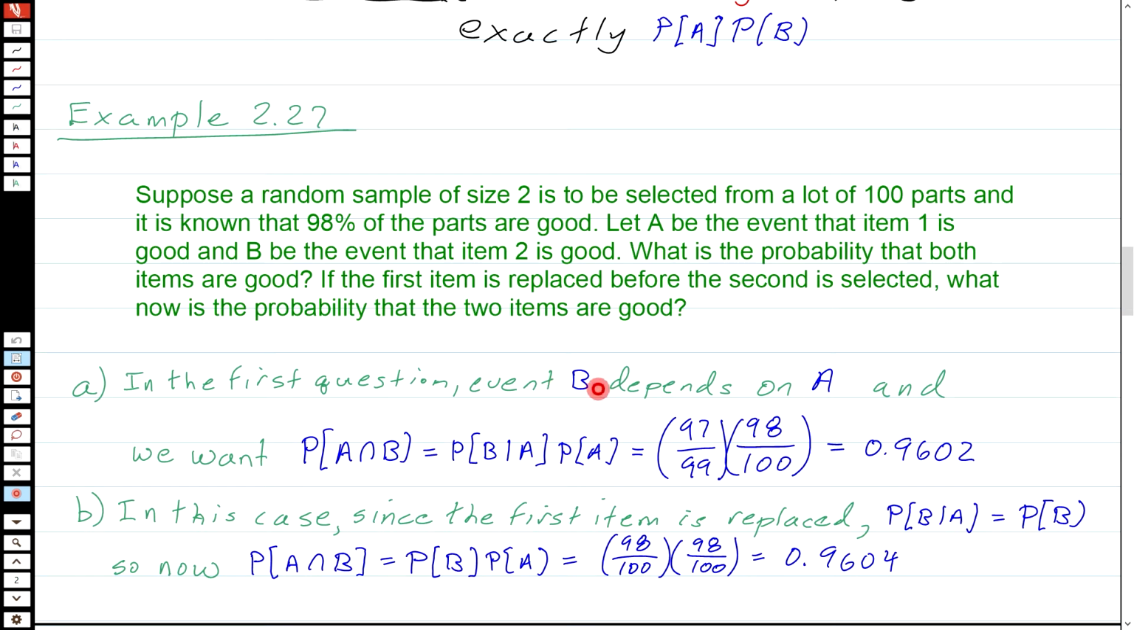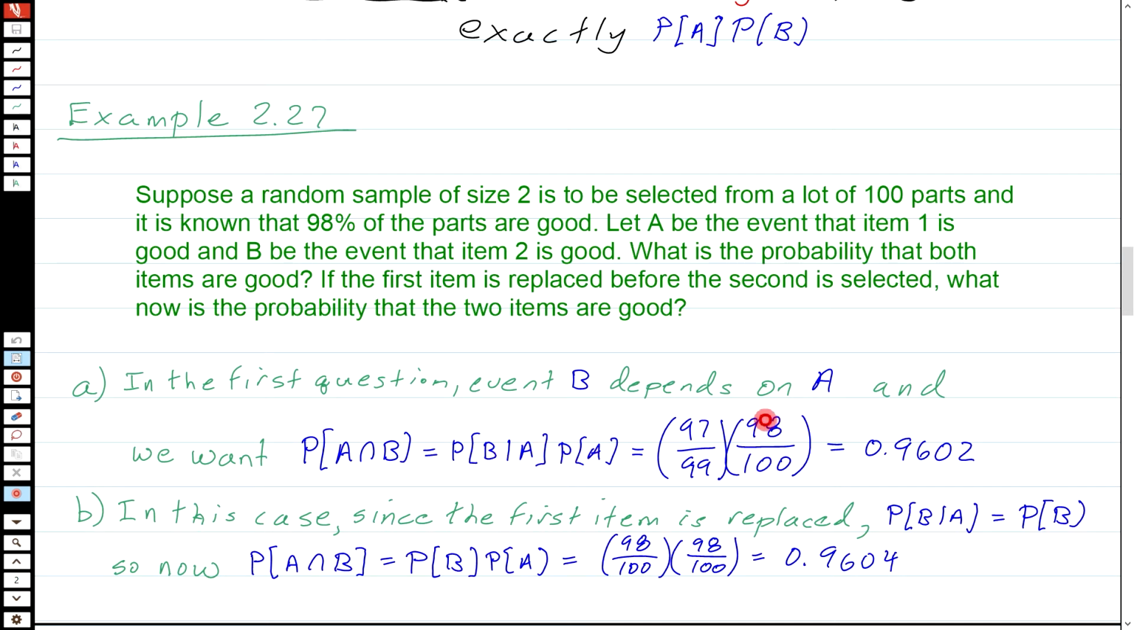So if that's the case, then event B depends on A, because once A has occurred, we've changed the lot size and perhaps the number of defectives. So we're looking for the probability that both items are good, A and B. And we can write that as the probability that the second is good, given that the first is good, times the probability that the first is good.